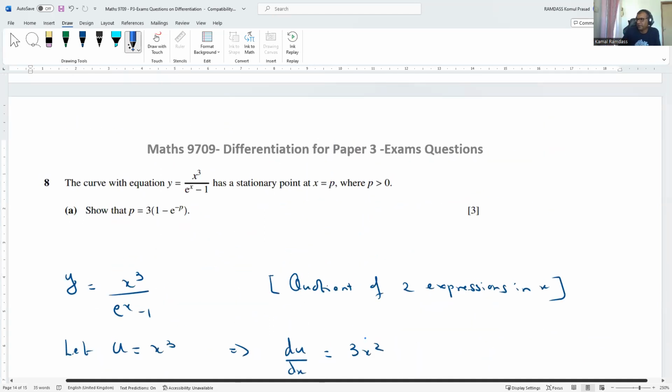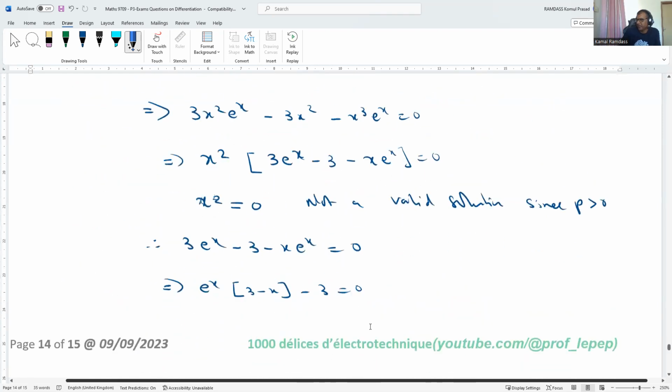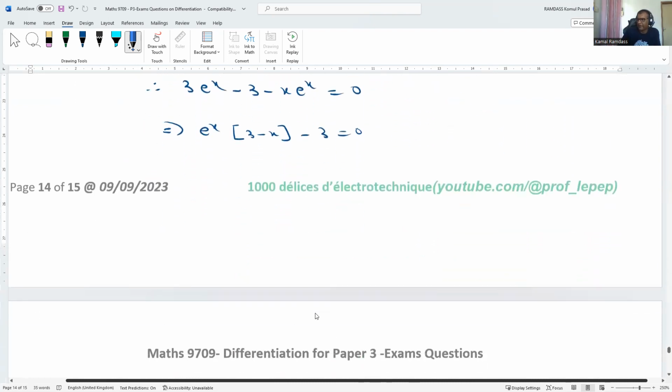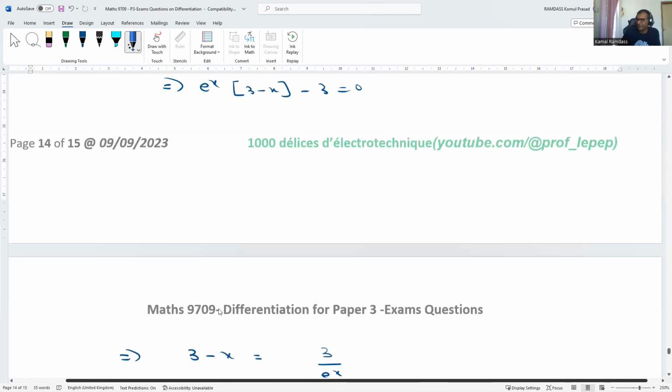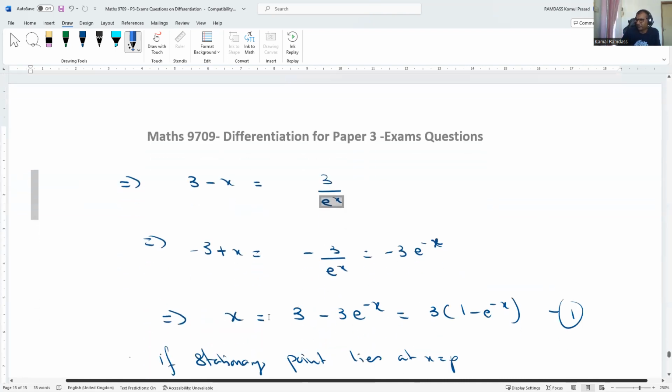At x equal to p, where p is greater than 0, ça veut dire x n'est pas capable d'être égal à 0, ni x squared est égal à 0. Ça veut dire cette équation-là est capable d'être égal à 0. C'est la possibilité qu'on peut choisir. Ça veut dire là, je groupe e to the power of x ensemble, je gagne 3 minus x, minus 3 est égal à 0. Et finally, je gagne 3 minus x is equal to 3 divided by e to the power of x.